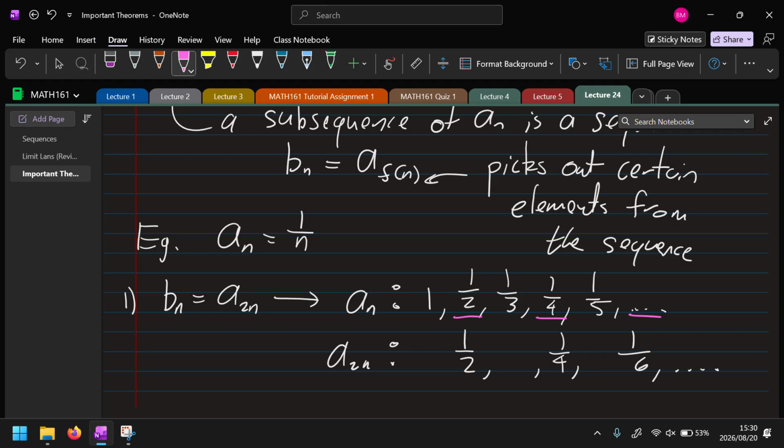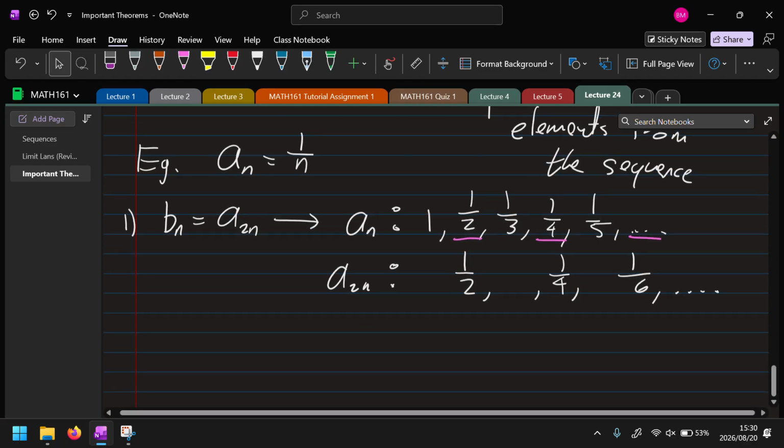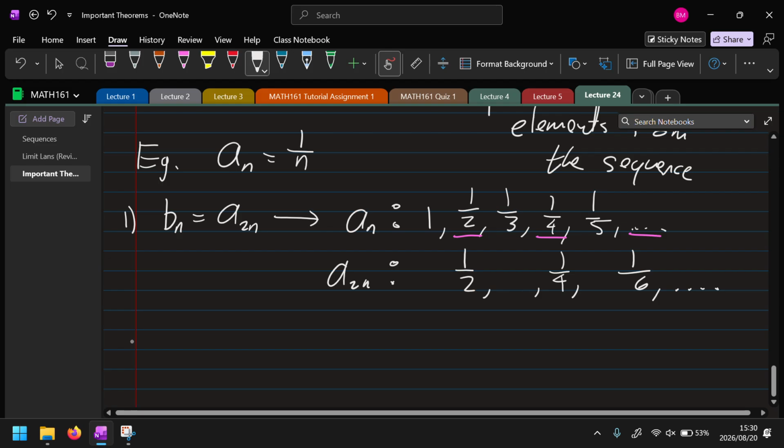That is a subsequence. We took the original sequence, 1, half, third, quarter, fifth, 1/6, and so on, and we selected out the even ones. That makes it a subsequence. Does everyone see that? Okay. Let's look at the second example.